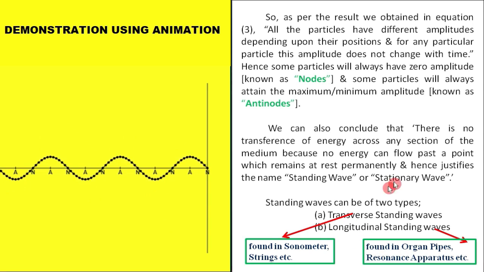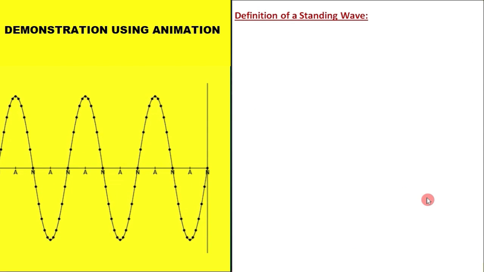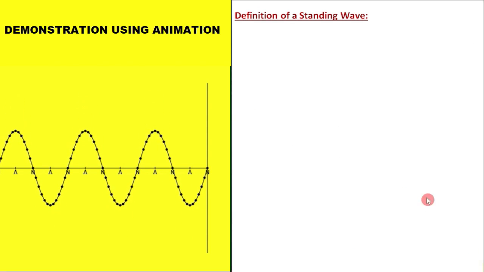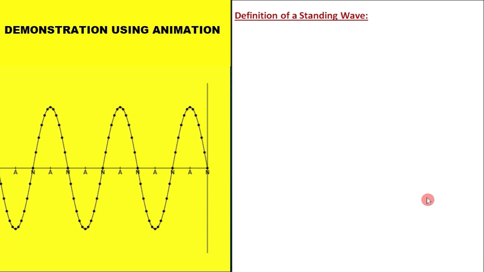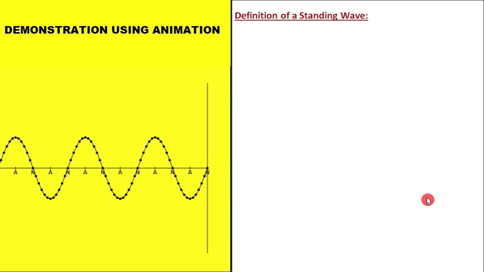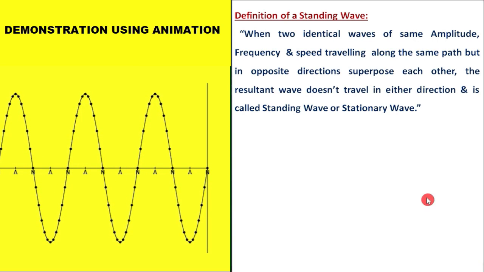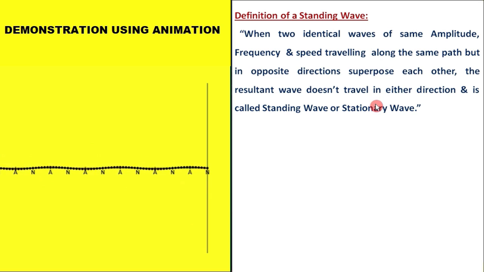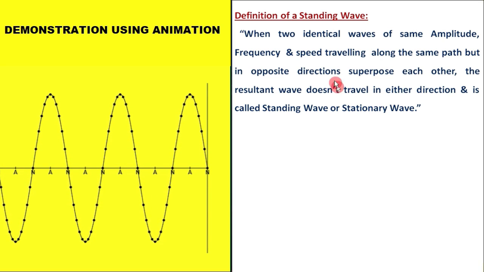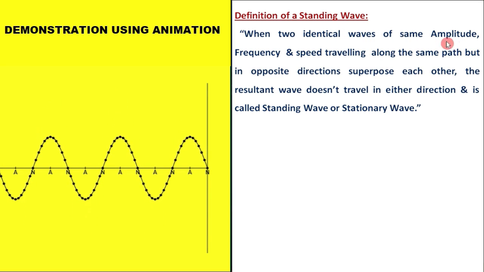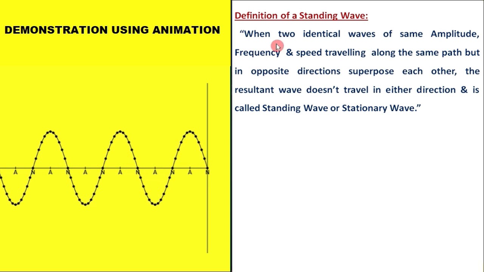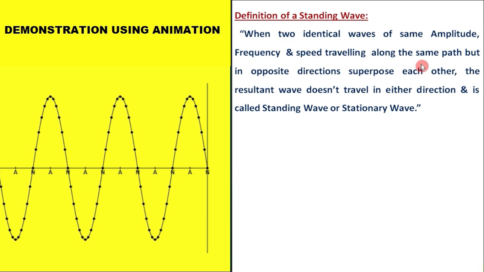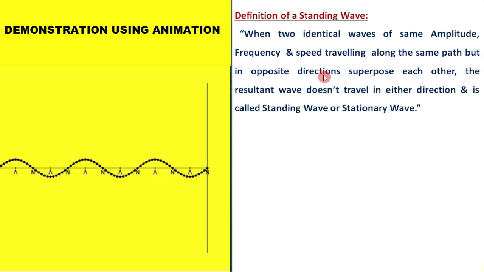Okay. Now the next point is, let us define a standing wave. Now we have understood, we have seen what a standing wave is, but from an exam point of view it is very important also to define a standing wave. Okay, so how can we define it? This is the exact definition as per the words of your book. When two identical waves of same amplitude, frequency and speed, this is very important. What are needed? Same amplitude, frequency and speed, traveling along the same path but in opposite directions.